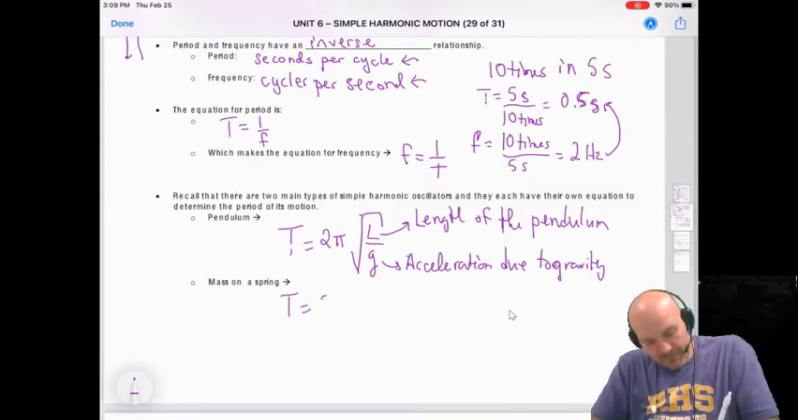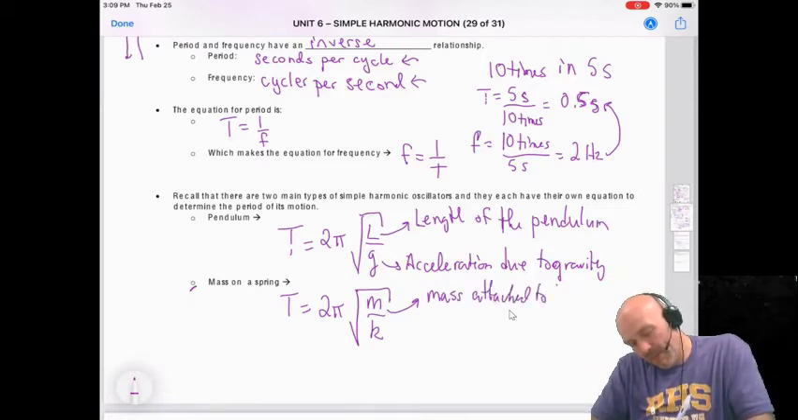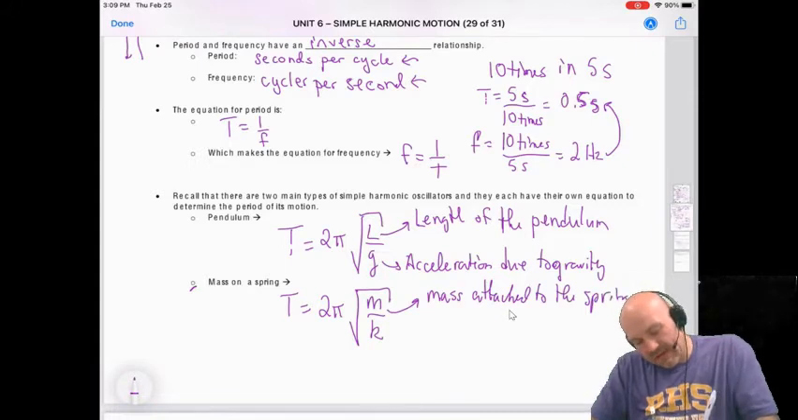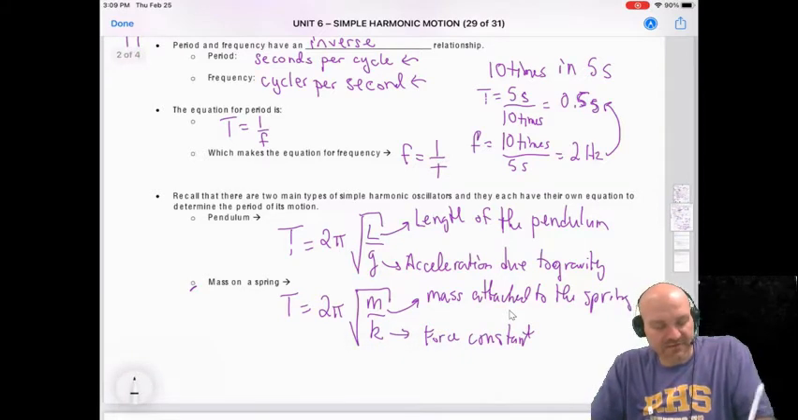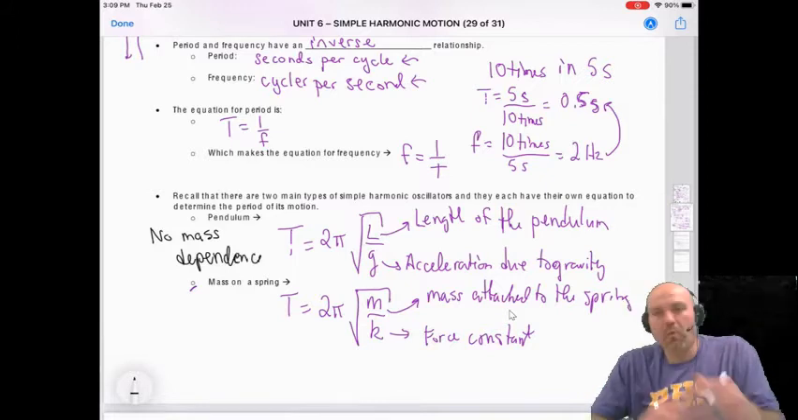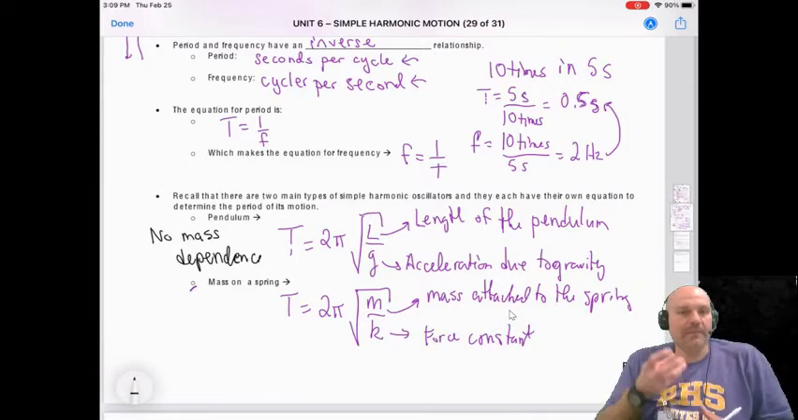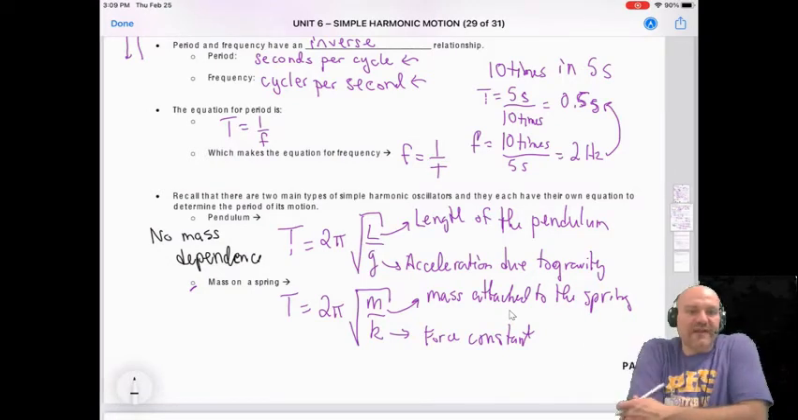The spring is going to be 2 pi square root of m over k. The mass attached to the spring is our m, and k again is that force constant. I'm going to write these next points in a different color. Note that the pendulum has no mass dependence. So if I took a 1 meter long string and I put a kilogram, 500 pounds, a little child, they're going to still swing at the same period.